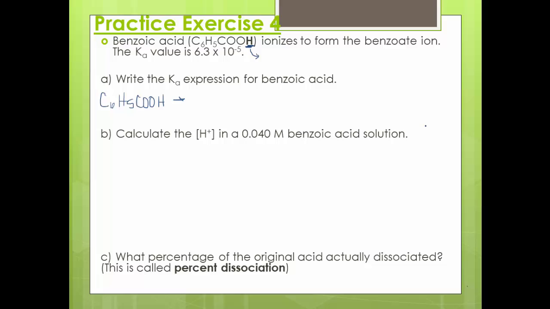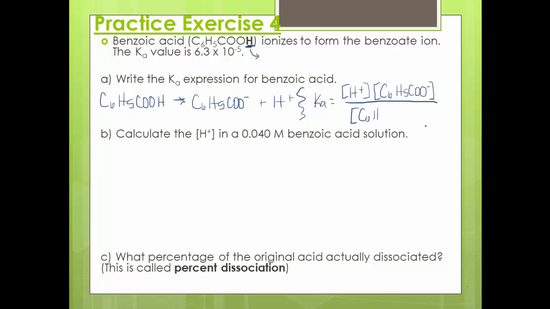So C6H5COOH is going to turn into C6H5COO minus, and then a separated off hydrogen. So if we write the K expression for that, it's going to be, I like to put the hydrogen first. Hydrogen times the benzoate ion, C6H5COO minus, over the original acid formula, put back together again, C6H5COOH. So that's our answer for the first part, this expression over here at the end, this fraction.